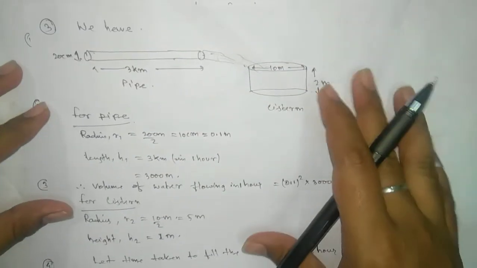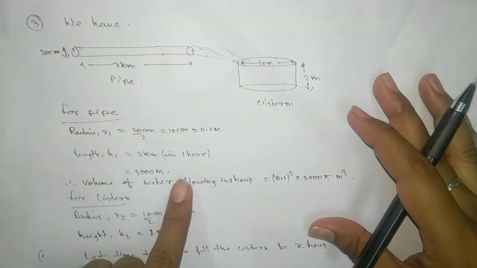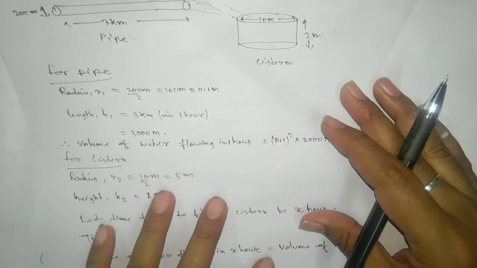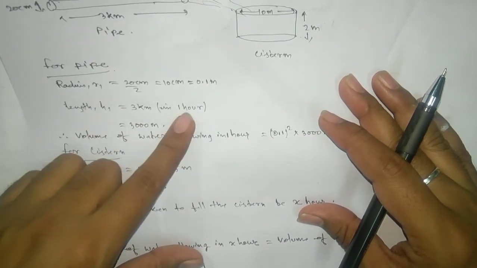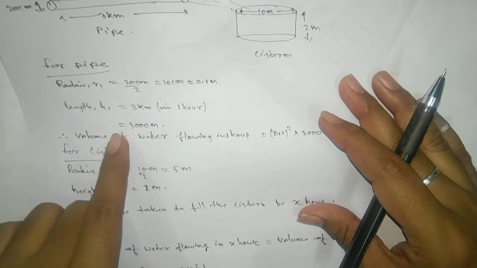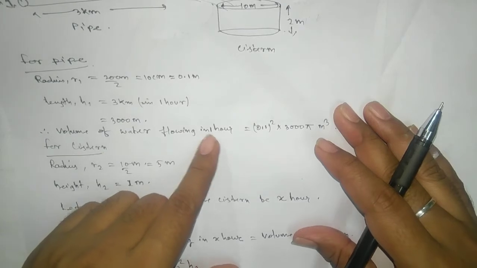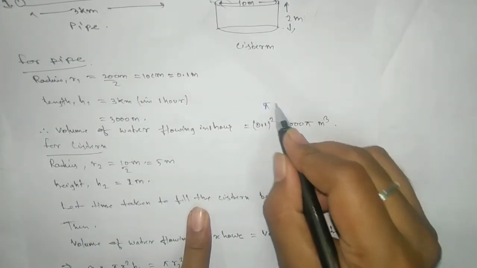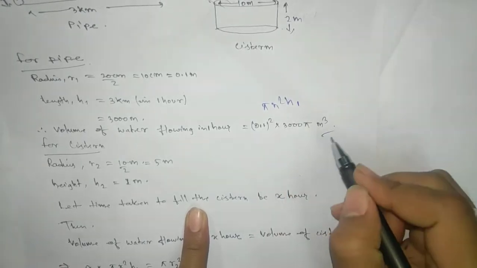Here we have the third number, so here we have taken a pipe and cistern. For 5 we have converted into meter, it's compulsory. The length of the water column in 1 hour is 3 kilometer, that means 3000 meter. So the volume of water flowing in 1 hour equals what? That is pi r square h, pi r1 square h. So we have substituted here, we got this one.